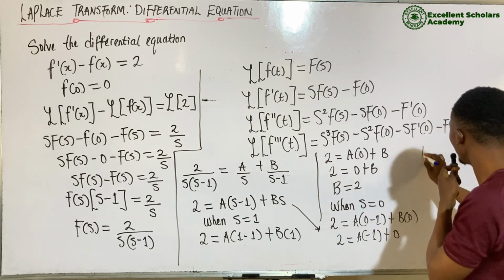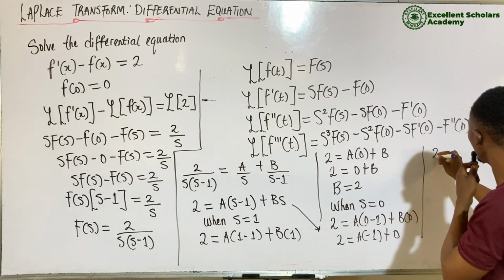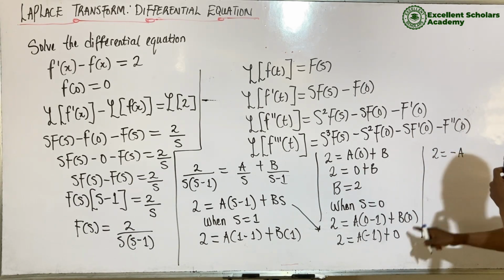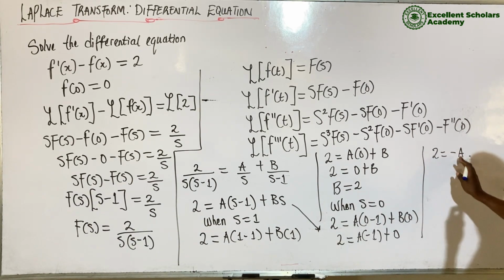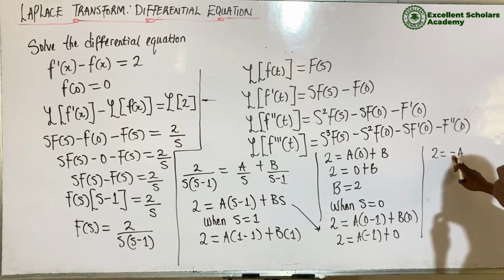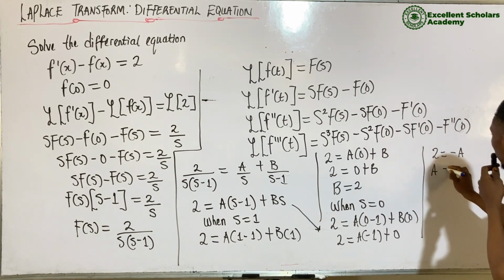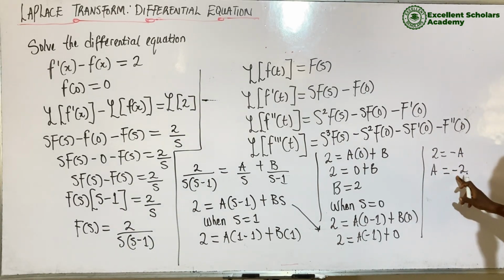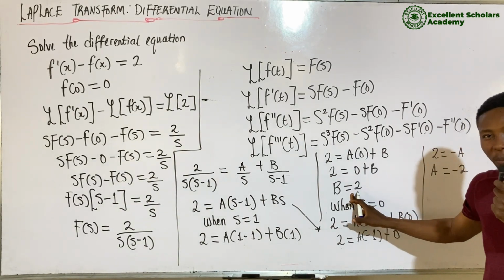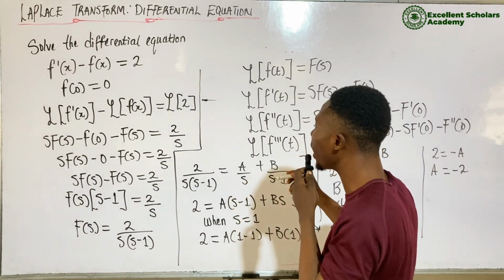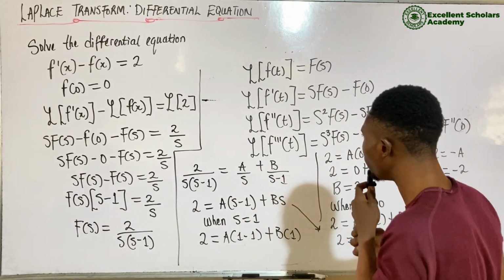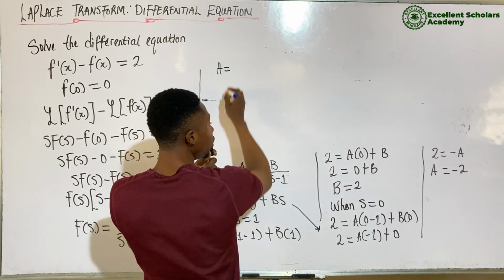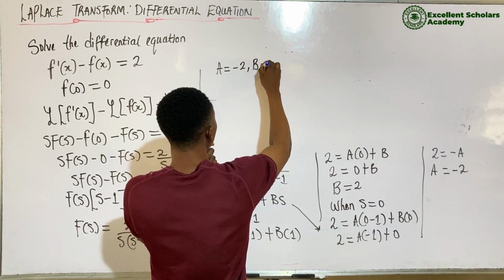So this is going to become 2 is equal to a multiplied by minus 1 gives you minus a plus 0, that still gives you minus a. Now to get your a, you're going to divide both sides by this negative here, so that a is going to be equal to minus 2. So we've gotten a as minus 2 and we've gotten b as 2. Okay, so now we can carry out our Laplace transform. Here we've gotten that our a is equal to minus 2 and our b is equal to 2.